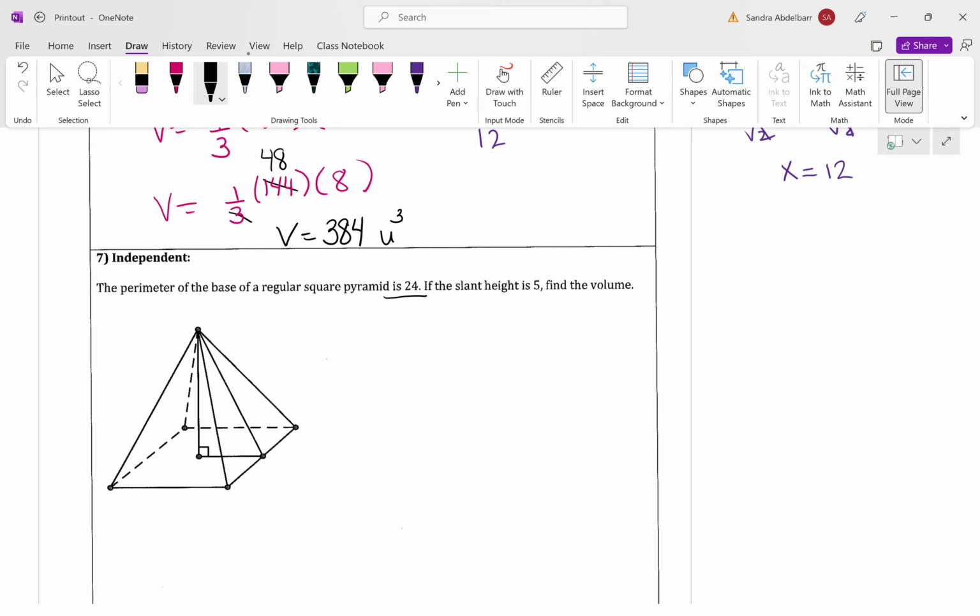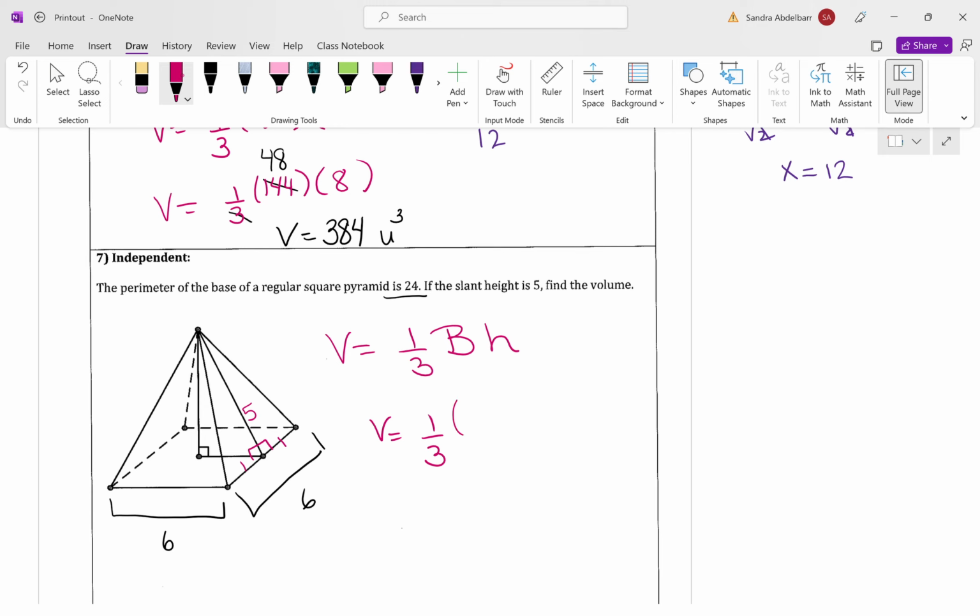All right, let's go on. Let's go over this. It says the perimeter of the base of the regular square pyramid is 24. That's our starting point. Well, we know the base is a square, so if the perimeter is 24, we're going to do 24 divided by 4, so each side has a side length of 6. It's saying the slant height is 5, so we have to remember the slant height is the altitude of one of the faces, and we want to find the volume. So volume is 1/3 area of the base times the height. Well, our base is a square, so the area of the base is side squared. So we're 1/3 times 6 squared, and now we need the height.